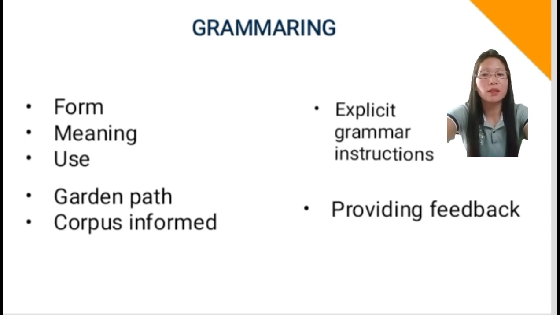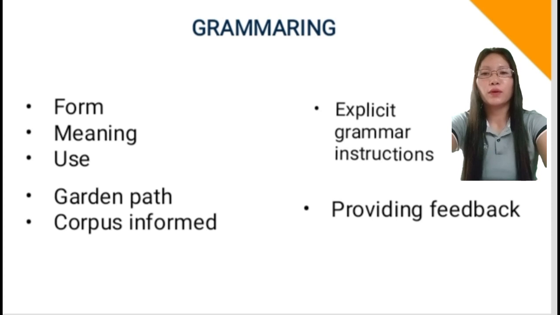Second, we have meaning. If the teacher has decided that the challenge of a particular construction lies in the semantic dimension, then a different sort of practice activity should be planned. The third one is use. When use is the challenge, it is because students have shown that they are having a hard time selecting the right constructions for a particular context.